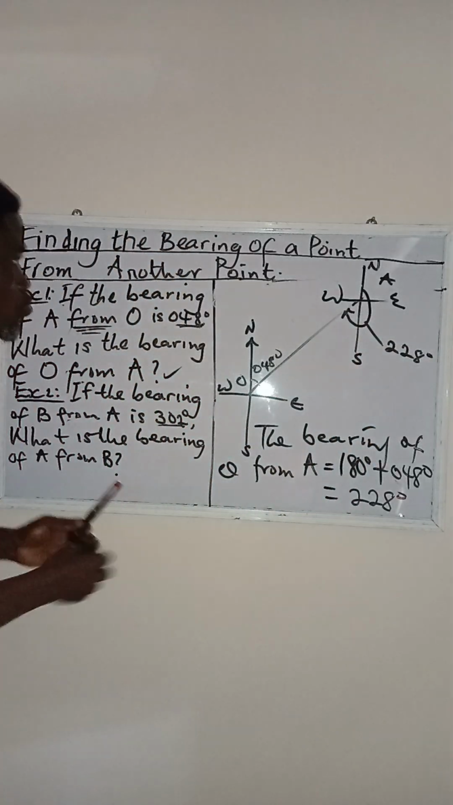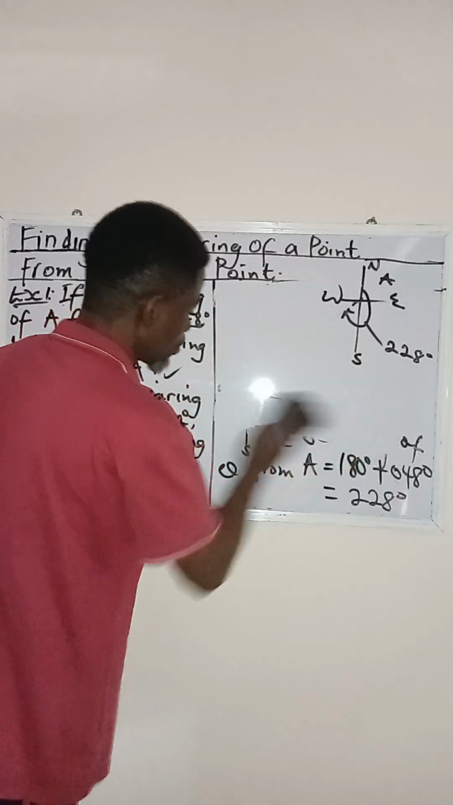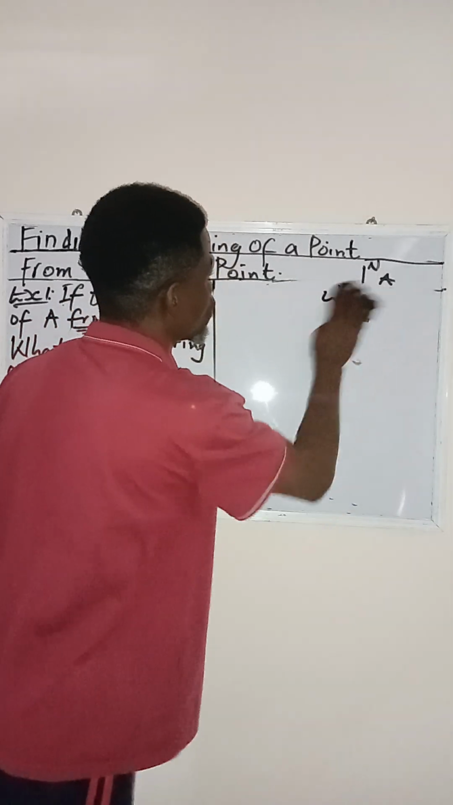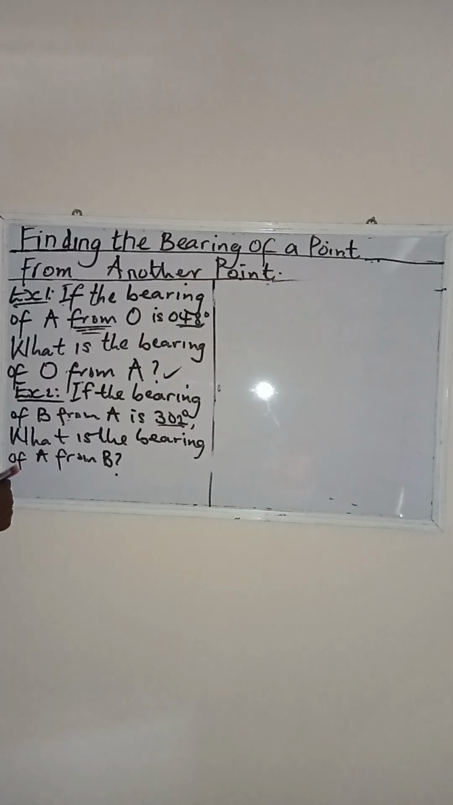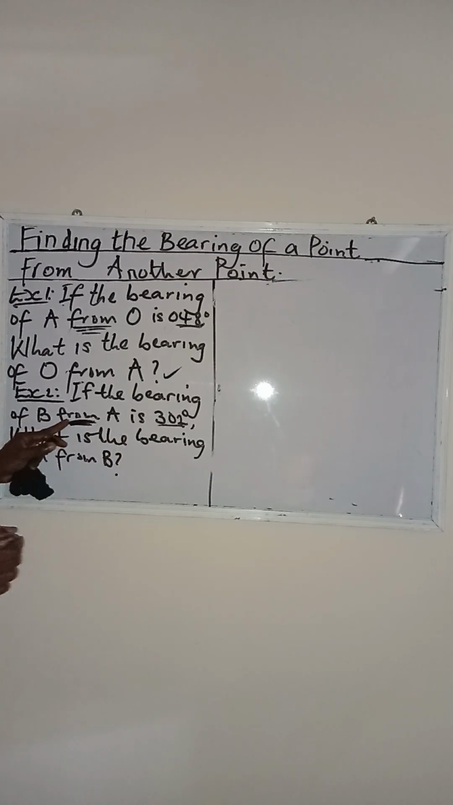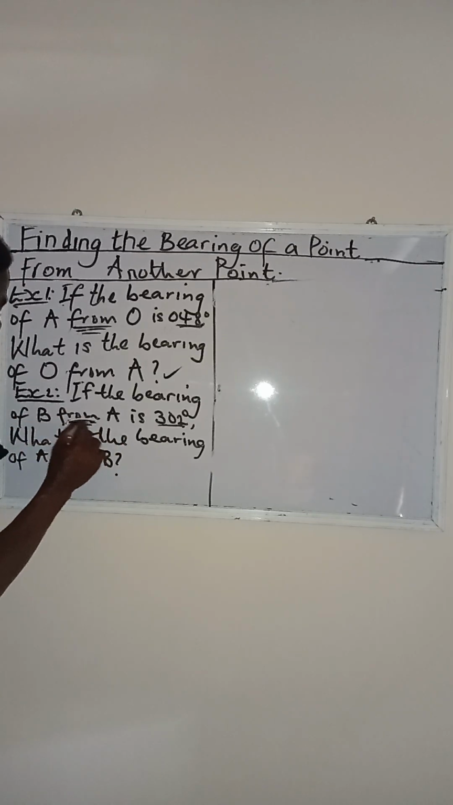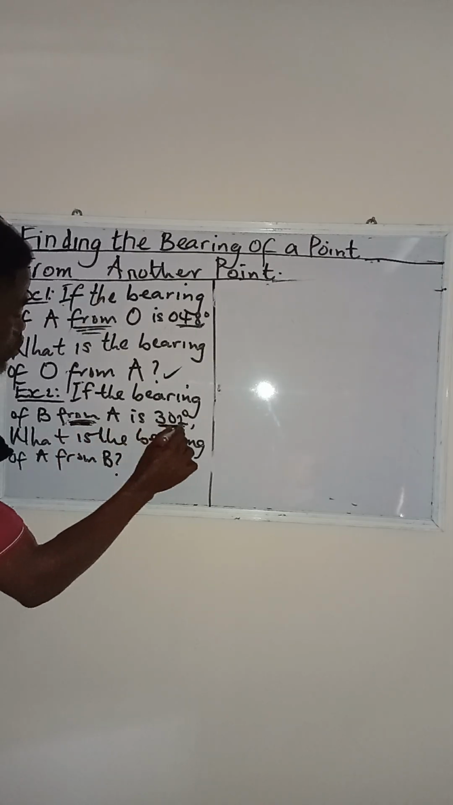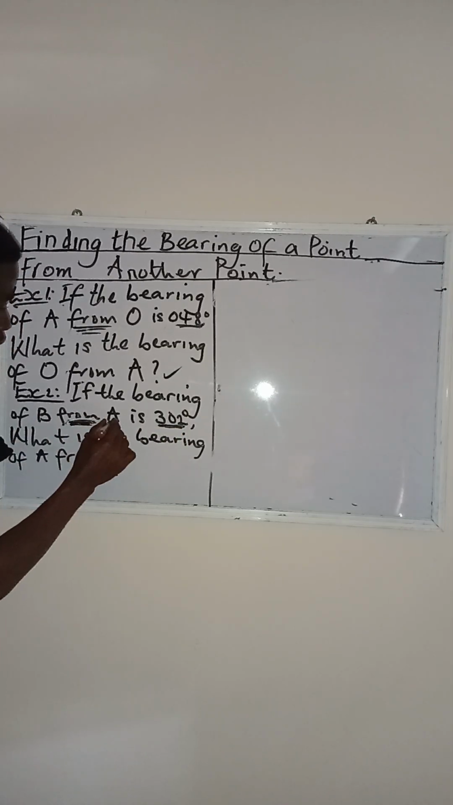Okay, now let's go to number 2, question 2. We have: if the bearing of B from A is 302 degrees, what is the bearing of A from B? I told you in bearing, always consider the word "from". So the word "from" means this angle belongs to A, not B.